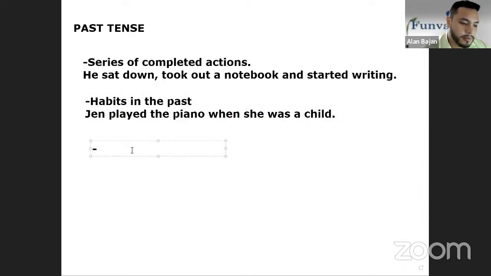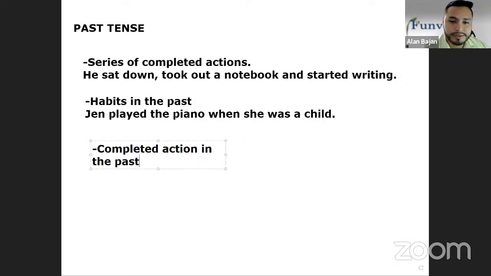Also, we have a completed action in the past. This is basically the most important usage of simple past, something that has an end in the past. Sally baked a cake yesterday.